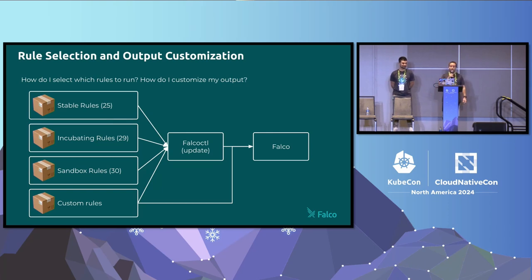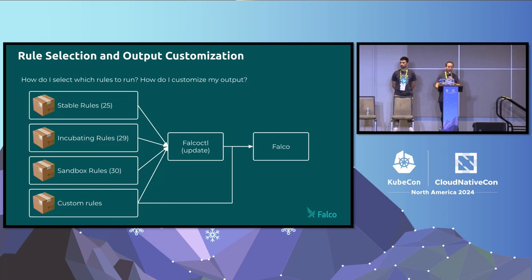Anyways, another thing that we were trying to improve is actually how Falco operates at runtime and how you select your rules and customize your output. So if you are using Falco, you know that we have several packages that you can download with rules. Falco comes with about 25 rules, and then you can download about 80 rules from our repositories. But also, the Falco manual tells you that you probably want a subset of them. So you want to select which ones you want to use, which makes total sense.